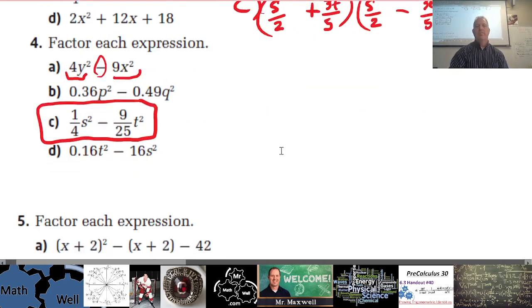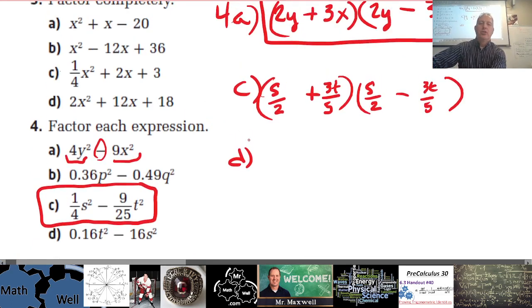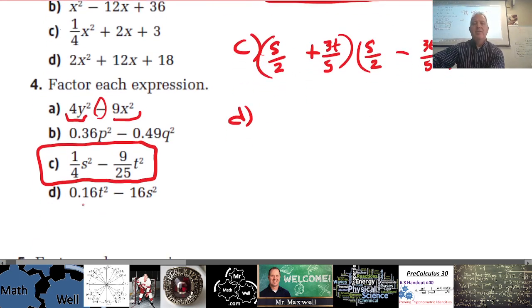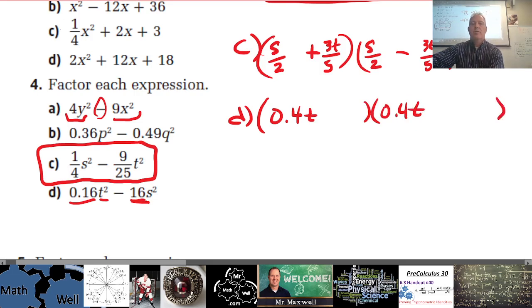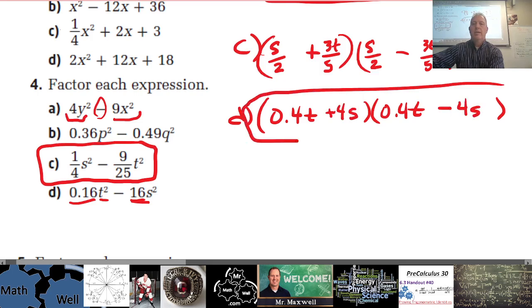All right, let's do D. I'm going to do D for you now. This is decimals. Again, is this a perfect square? Yes. What is the square root of 0.16? 0.4, and then the square root of t squared is t. And the square root of 16 is just 4. So 4s goes here, and minus 4s goes there. Done deal.